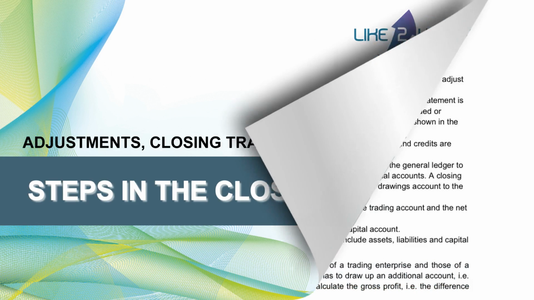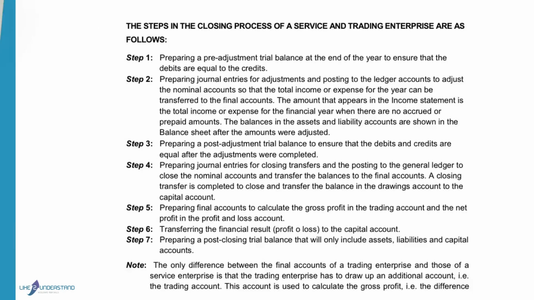Good morning. We will pay attention to the steps in the closing process of a service and trading enterprise. You have to prepare the pre-adjustment trial balance at the end of the year to ensure that the debits are equal to the credits. You prepare a trial balance every month from the first month of the financial year until the last month of the financial year to determine if your debits and credits are the same.